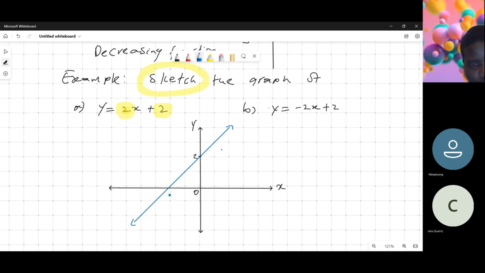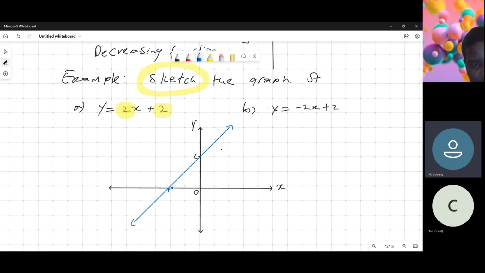Then the next thing that I'm going to do, I'm going to calculate my x-intercept by putting y equal to 0, because on the x-axis the value of y is 0.